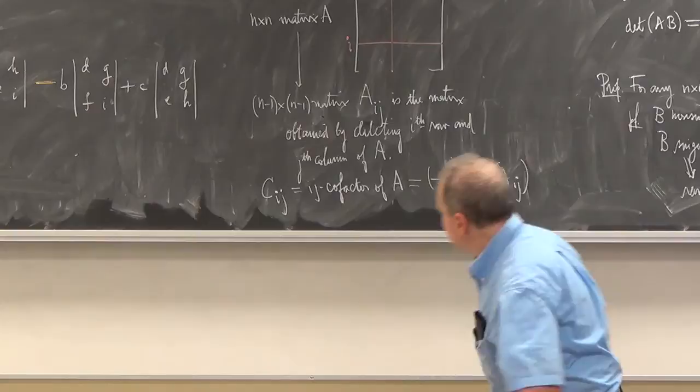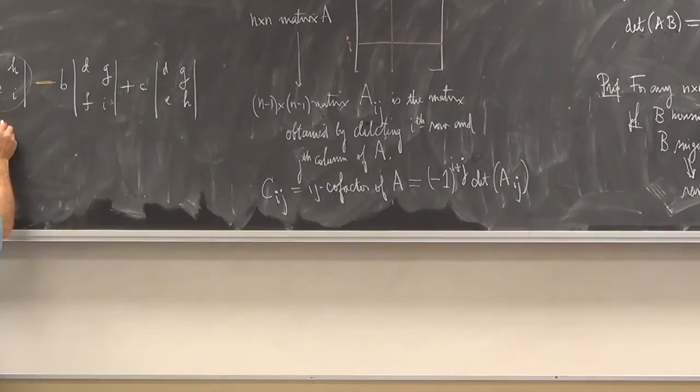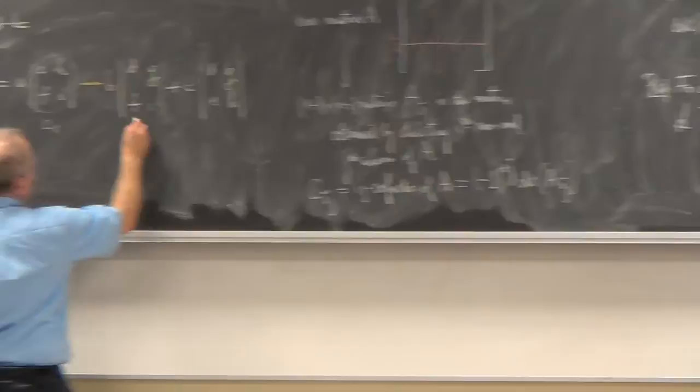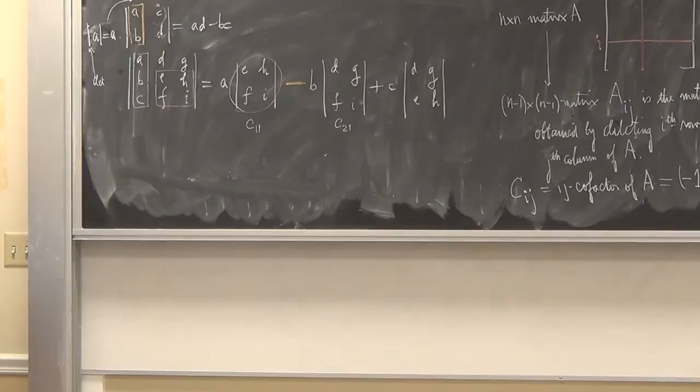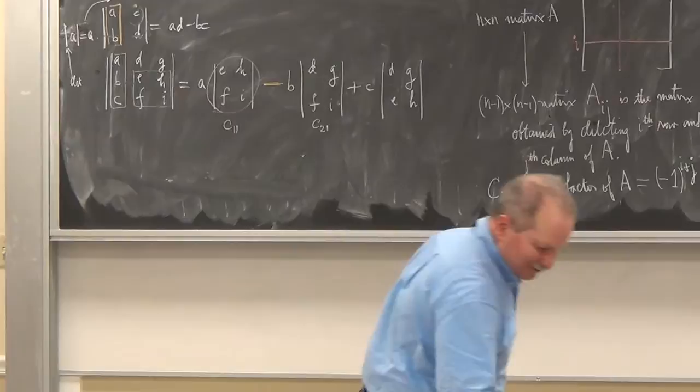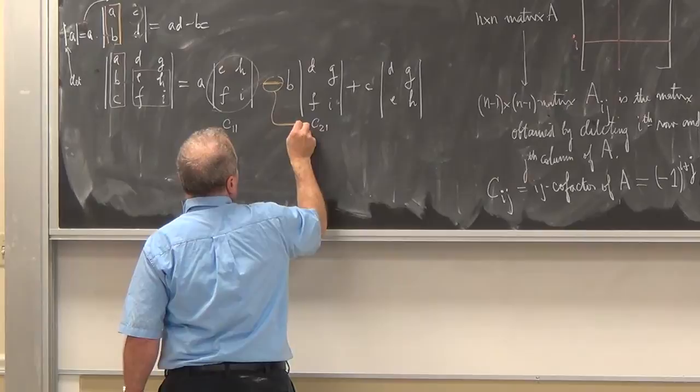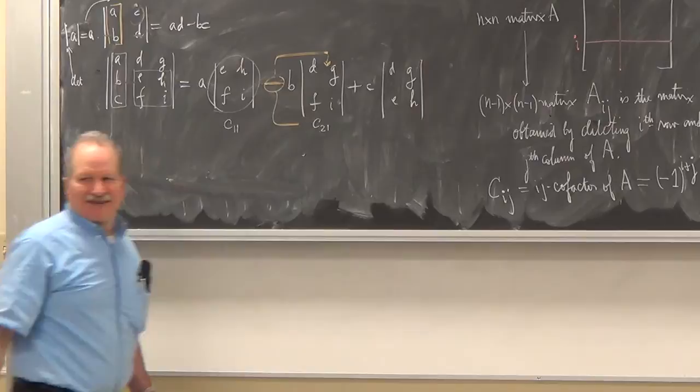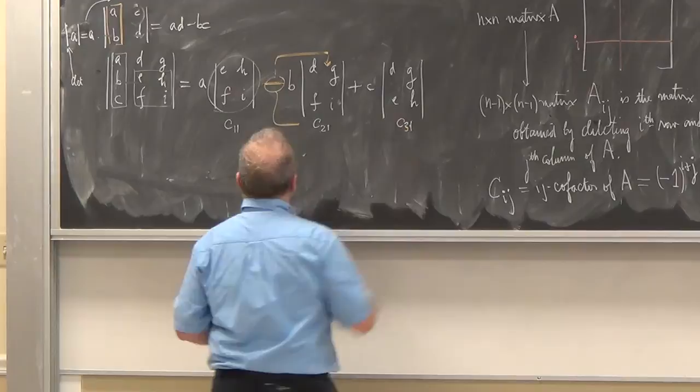Do you see that that's what we're doing here? This is the cofactor of the 1,1 position. What's the cofactor of the 2,1 position? Well, that's the 1. What's 2 plus 1? 3. What's minus 1 to the 3? Negative 1. So the minus sign becomes part of this. The minus together with that becomes the cofactor. And then when you're back to the 3,1, it's minus 1 to the 4th, which is a plus again.